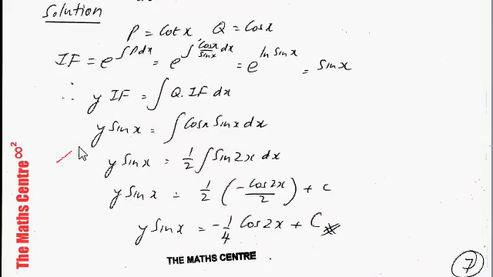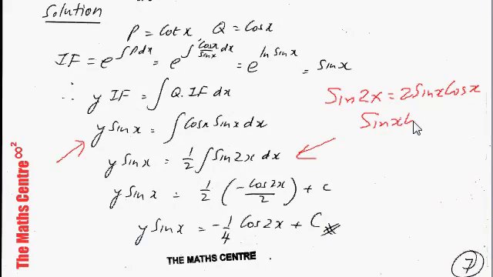So we can write y sin x equals the integral of cos x sin x dx. Now sin 2x equals 2 sin x cos x. So I've replaced sin x cos x with sin 2x divided by 2. That's what you see here. I've taken out the half. Again, let me write it here: sin x cos x equals sin 2x divided by 2. So now I can integrate sin 2x, it is minus cos 2x divided by 2. So cleaning up the working, I have y sin x equals minus 1 over 4 cos 2x plus c.